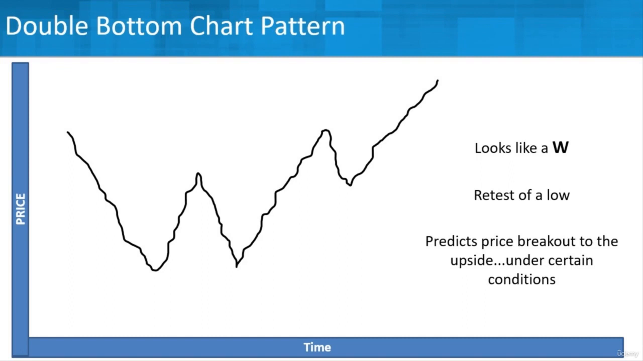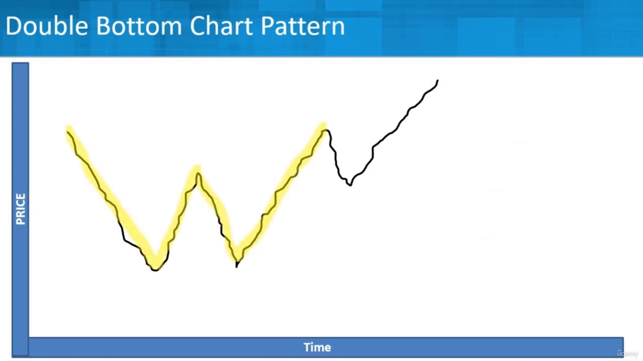They will predict the price breakout to the upside under certain conditions, as we mentioned. Look, if you see the double on the left, if not, here you go. You can kind of see how the W is forming. So you can see the prices were higher, they go down, then they bounce up, and they go down and bounce up again. So that's the idea of the W part of it.